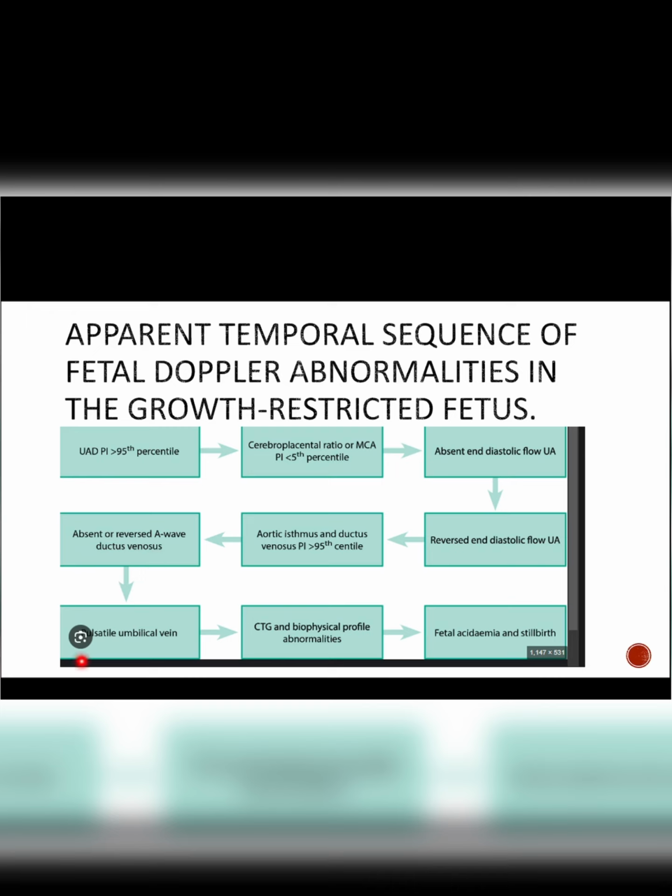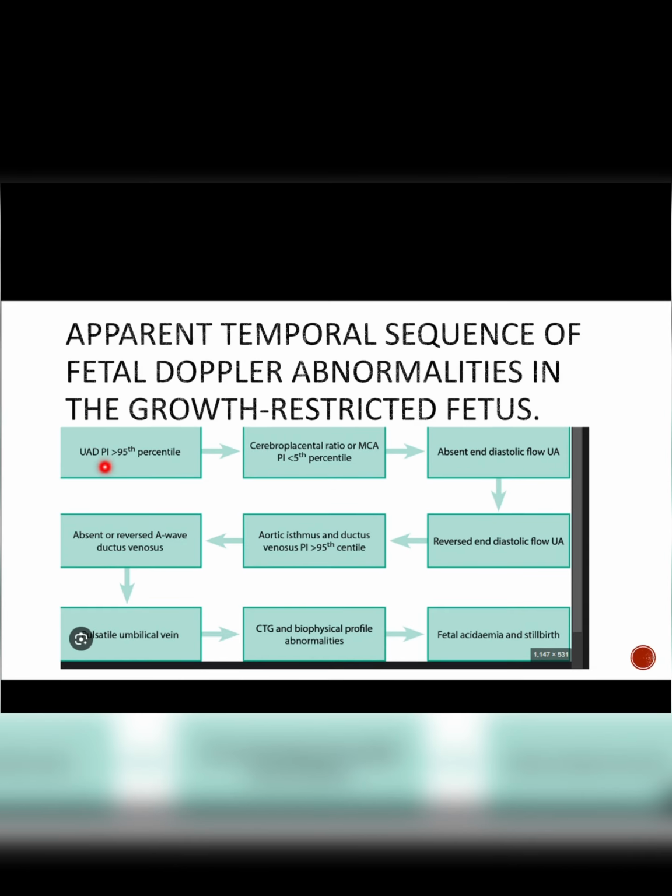Then there will be pulsatile umbilical vein. Then there will be CTG and biophysical profile abnormality, and then it will be fetal acidemia and stillbirth. So this is how the situation progresses from uterine artery to CPR to absent end diastolic, reversal end diastolic, aortic isthmus and ductus venosus abnormality, then absent or reverse A wave in the ductus venosus, pulsatile umbilical vein, abnormal CTG and biophysical profile, fetal acidemia and stillbirth.